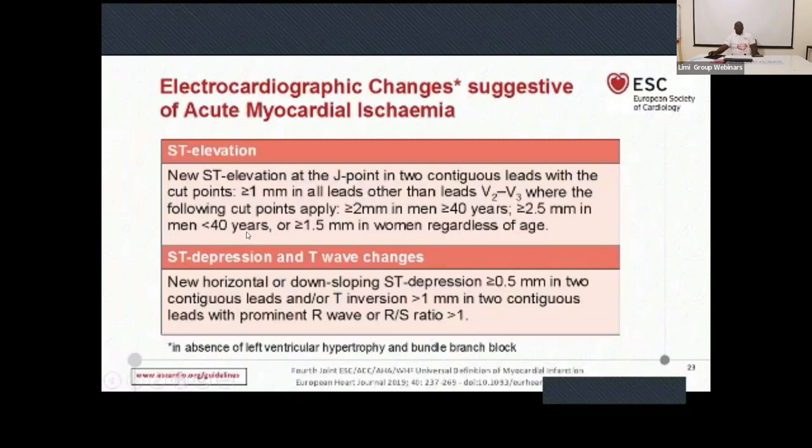And what is the cutoff? If you have ST segment elevation of 1 millimeter or more in all the leads, except in V2 and V3, where it should be greater than 2 in men and 1.5 in women, then you have an ST segment elevation myocardial infarction. And for ST segment depression, a downsloping or horizontal ST segment depression of 0.5 millimeter or more in 2 contiguous leads means a non-ST segment elevation myocardial infarction.